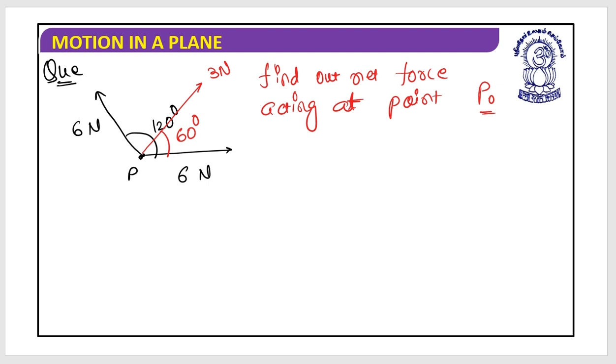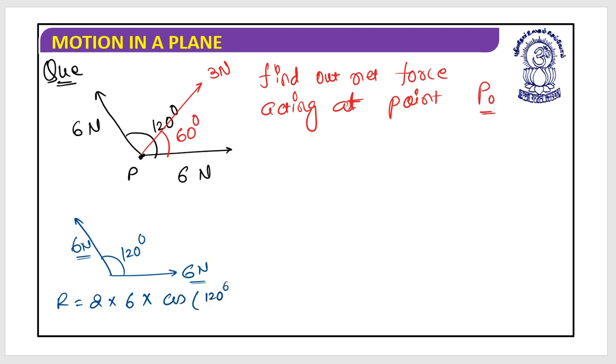First I need to solve the two vectors. It is something like this, that this is the 6 Newton. This is the another vector. This is even of 6 Newton. This would be a 120 degree angle. So first let's find out the magnitude of this. R is equal to 2 into 6 into cos of 120 degree by 2. It's cos 60. So this is 2 into 6 into cos 60. It's a half. So it would be 6 itself.